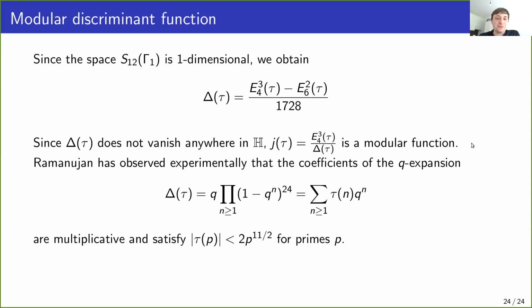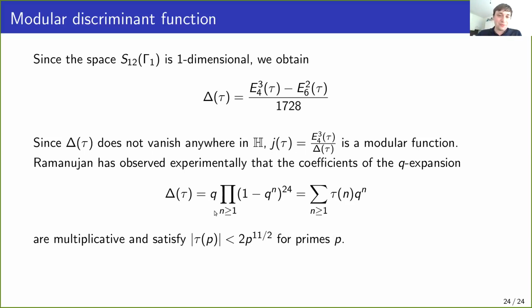But the delta function itself is probably a lot more interesting. A famous observation by Ramanujan concerns the coefficients of this q-expansion. There's a terrible clash of notation, but I hope you don't mind: this tau is not the same as this tau. This is just a sequence of numbers. He looked at this sequence and noted, first, that it was multiplicative. And second, that if you look only at primes, these coefficients are actually quite small, relatively speaking. So he explicitly noted that this inequality always seems to hold.